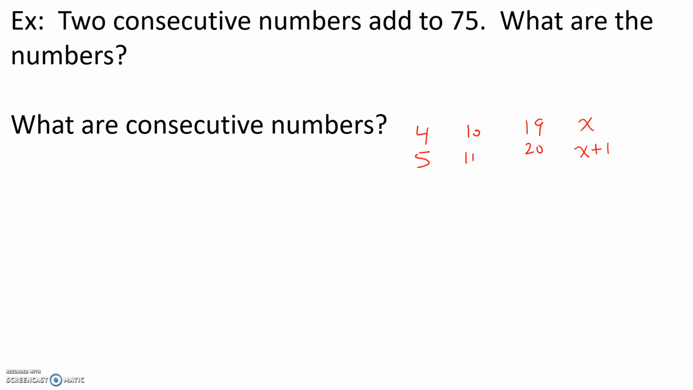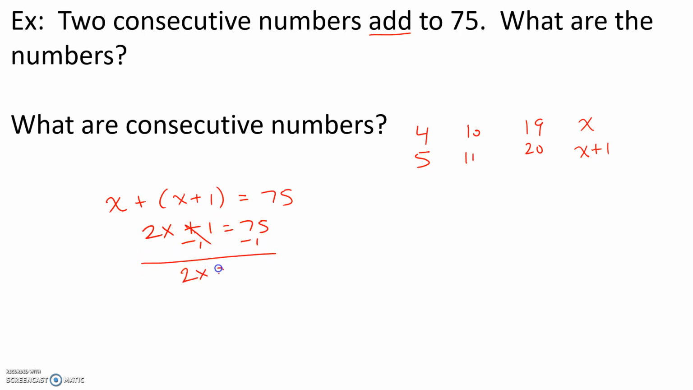Now, these two consecutive numbers add to 75. So if the first number is x, the number that comes consecutively after that is one more than that, which is x plus 1. And their sum, because you're adding them, is 75. Okay, let's solve this equation. If you combine like terms, x plus x is 2x, plus 1 equals 75. Let's subtract 1 from each side. 2x equals 74. Divide by 2, and x is equal to 37.